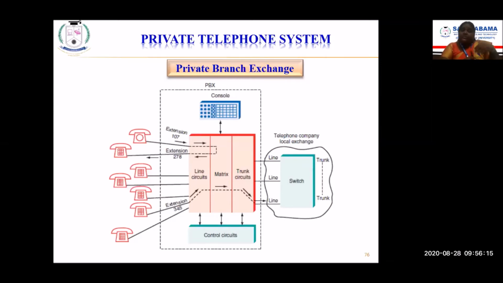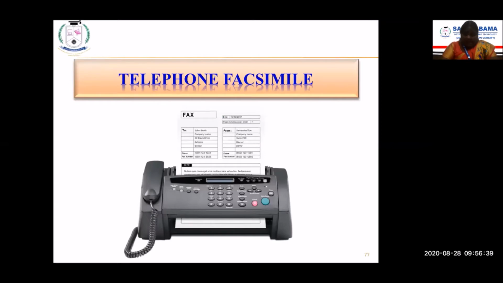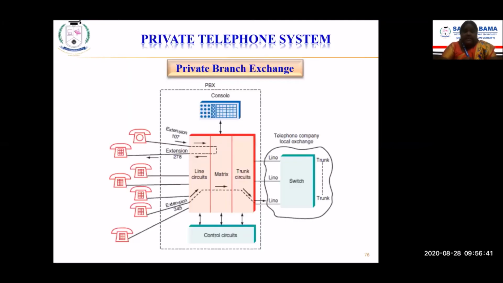So it gets connected to the local exchange company, the telephone company that is nearby, or to whom we have got registered. Okay, so this is how the services are being provided by the private branch exchange or the central office with the help of this private telephone system. I hope you have understood this concept. This is all about the telephone exchange and other private telephone systems.